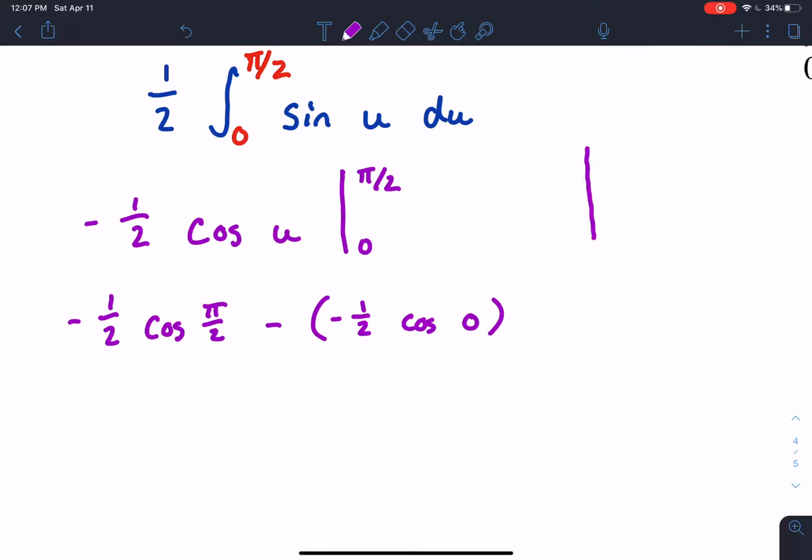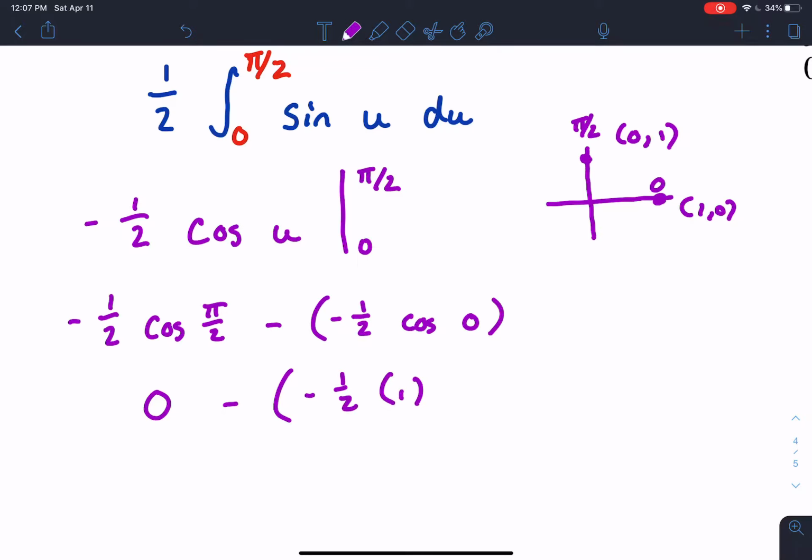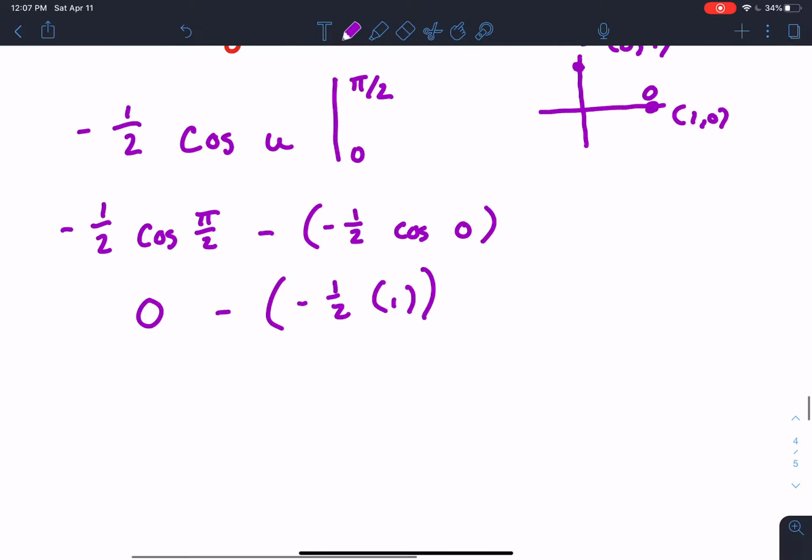So now the 2 points that you're using are here at 0, so that's 1, 0. And then here at pi over 2, it's 0, 1, right? And remember, cosine goes with the x term. So cosine of pi over 2 is the x term at pi over 2, so that's just 0. Minus, now you got negative 1/2 cosine of 0, which is the x term at 0, which is just 1. Okay, so your answer just becomes positive 1/2.